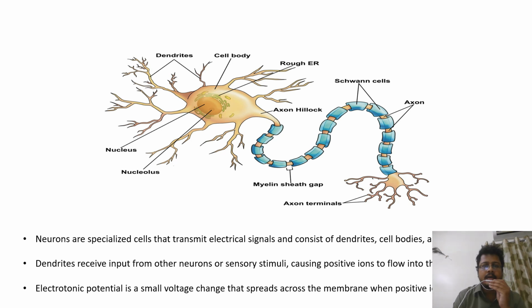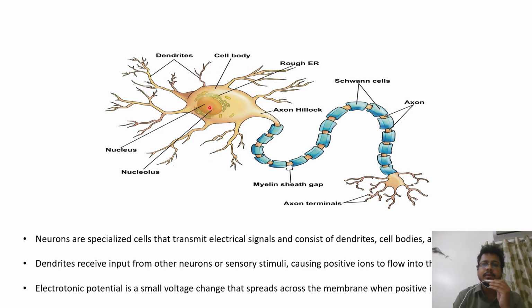Hello everyone. Neurons are specialized cells that receive, process, and transmit information. This is the image of a neuron. They receive input primarily through their dendrites. This is a dendrite, you can see here.